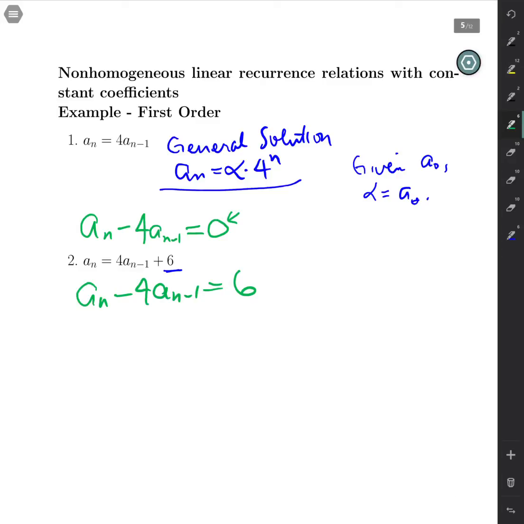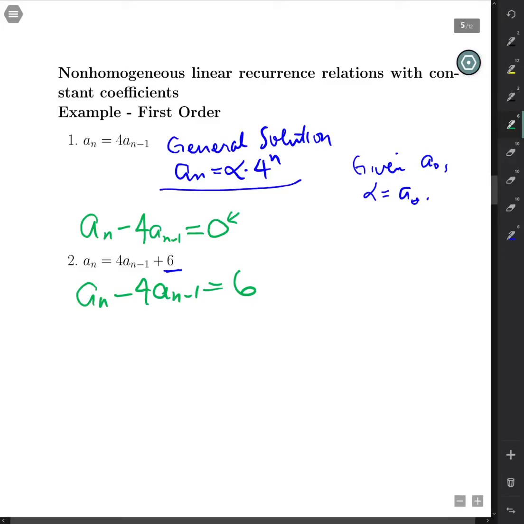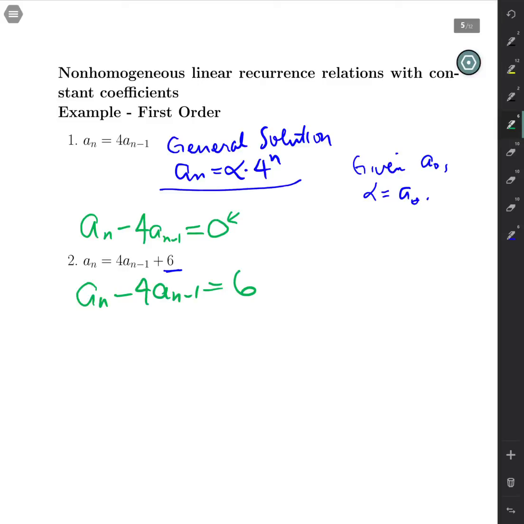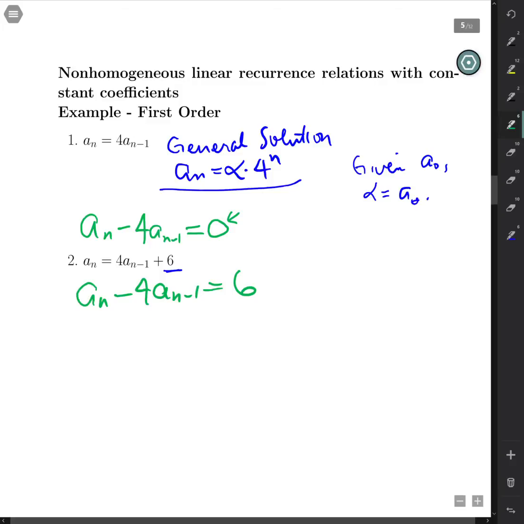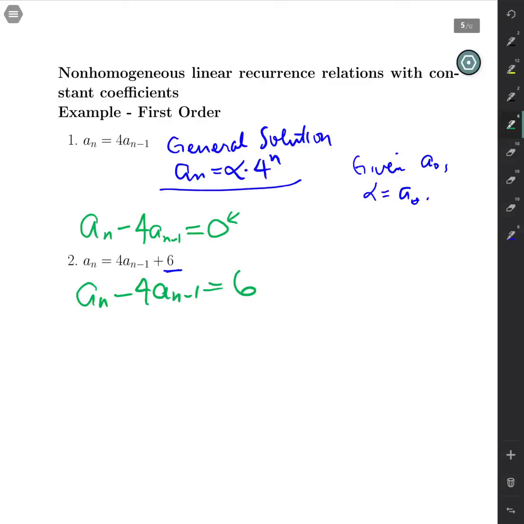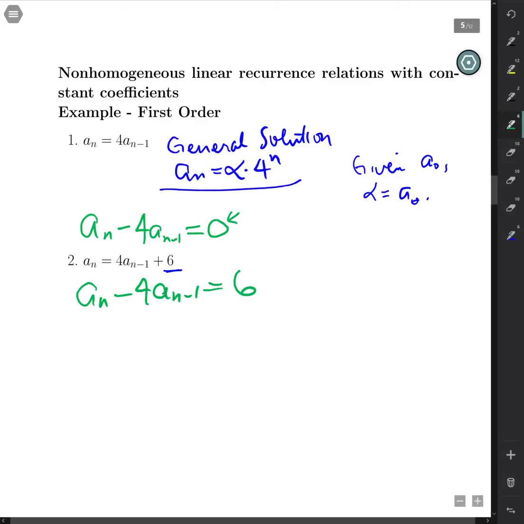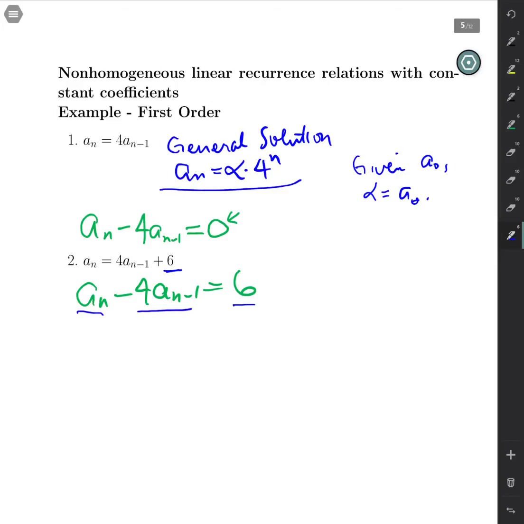We do know how to do it when it has a 0 there, and that's going to figure into this. But in particular, we want to figure out what will happen if we have something like a 6 or another constant there. What sort of sequence would give us a solution that has a constant after we take one term in the sequence and subtract 4 times the previous term in the sequence? And that's really what this is saying. Take a term in the sequence, subtract 4 times the immediate preceding one, and we get a 6. Every time we do that, every time we look in the sequence.